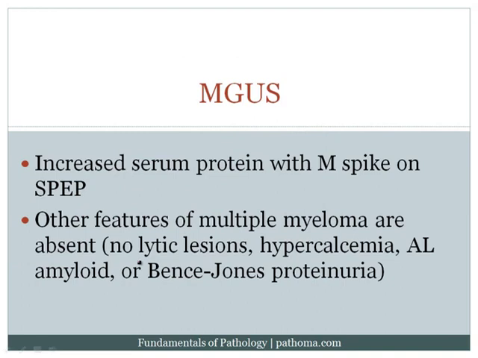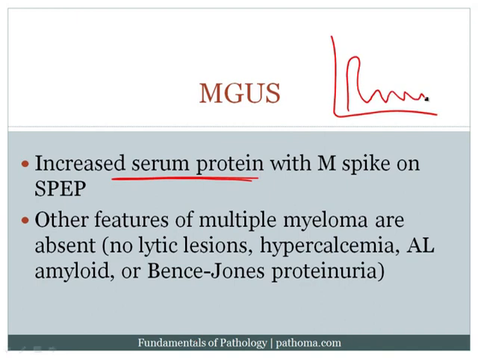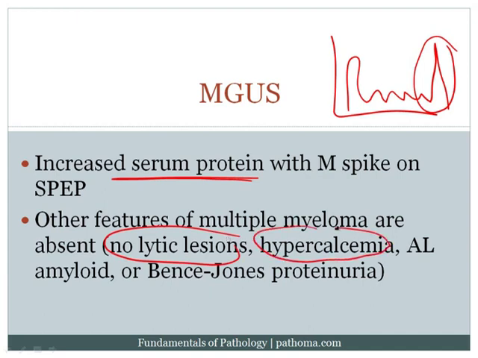Now let's pretend that you see a patient in your clinic, and this patient has a high serum protein. Of course, when they have a high serum protein, you need to explain the cause, and so you do an SPEP, and when you do the SPEP, you clearly see that there is an M spike. Now, once you see an M spike, you start thinking about the possibility of multiple myeloma. So in this patient, you then ask the question, what other findings are there? So you begin to look for lytic lesions, but you don't find them. You look for hypercalcemia, but you don't find it. You look for amyloid, you don't find it. You look for Bence-Jones proteinuria, you don't find it.